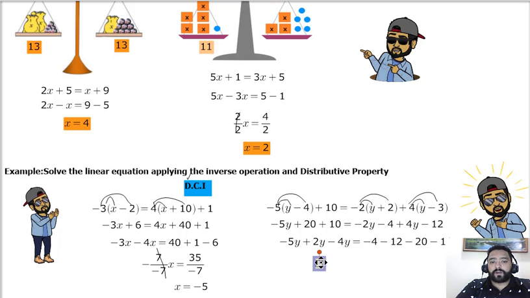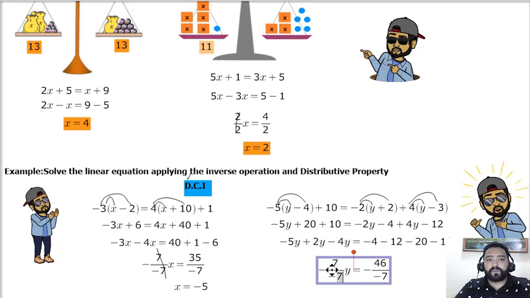Then we solve this one. Negative 5 plus 2 is negative 3, minus 4 is negative 7y, equal negative 4 minus 12, same signs, we add them: negative 16. Negative 16 minus 20 is negative 36. Negative 36 minus 10 is negative 46. Then we divide by negative 7 here, and in this one, by negative 7 to keep the idea of the weighted scale, or the equality. So finally, we are going to have a value of y equal 46 over 7.